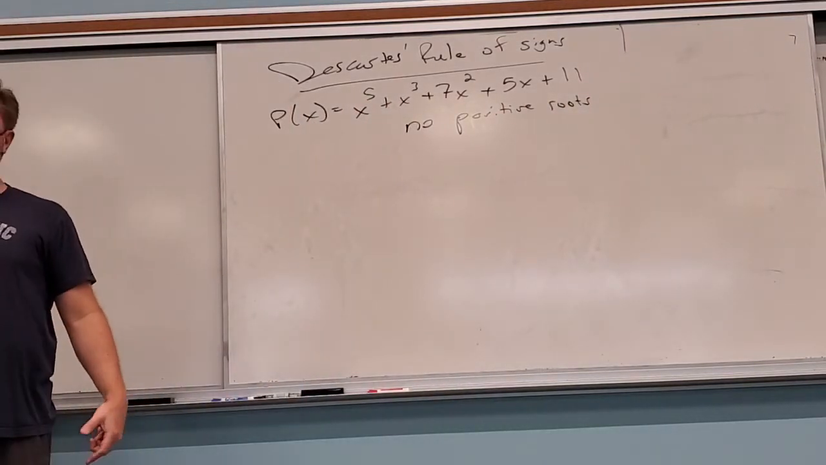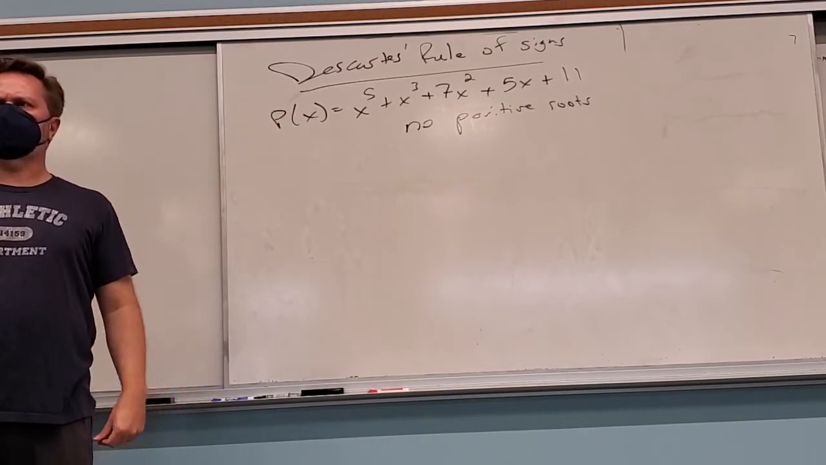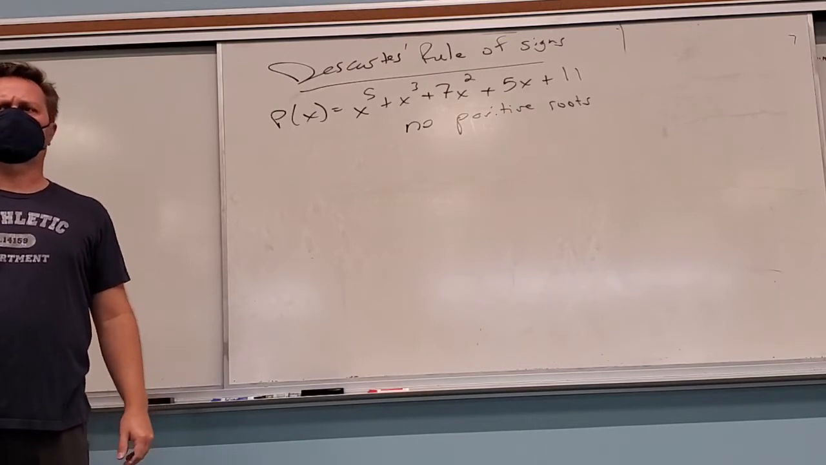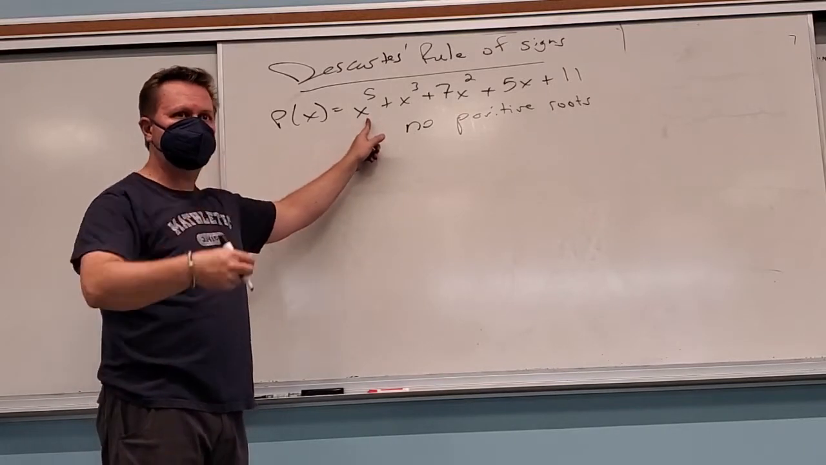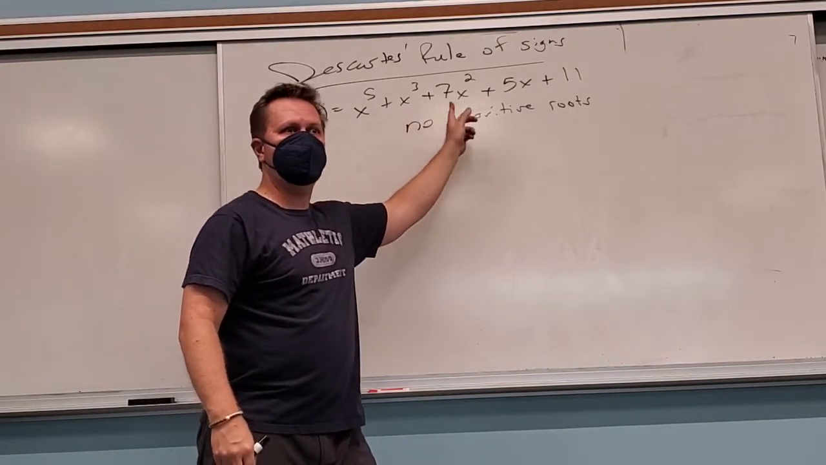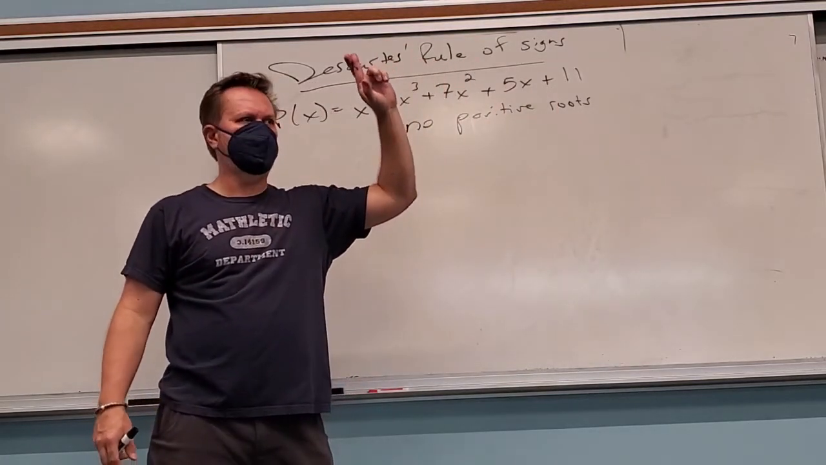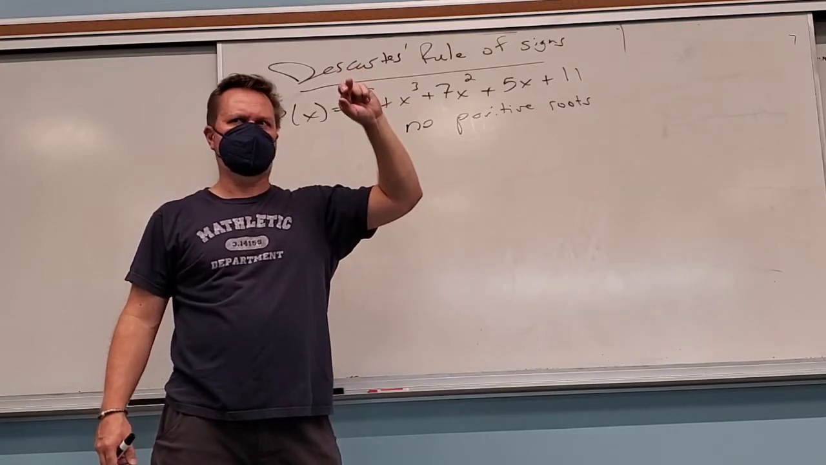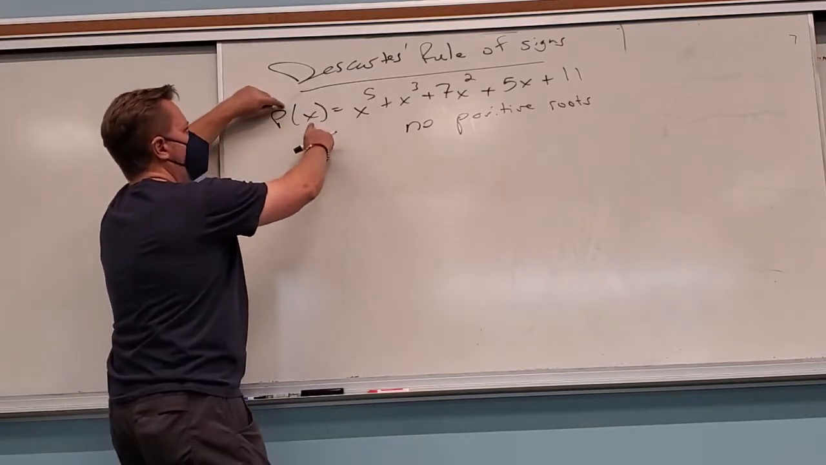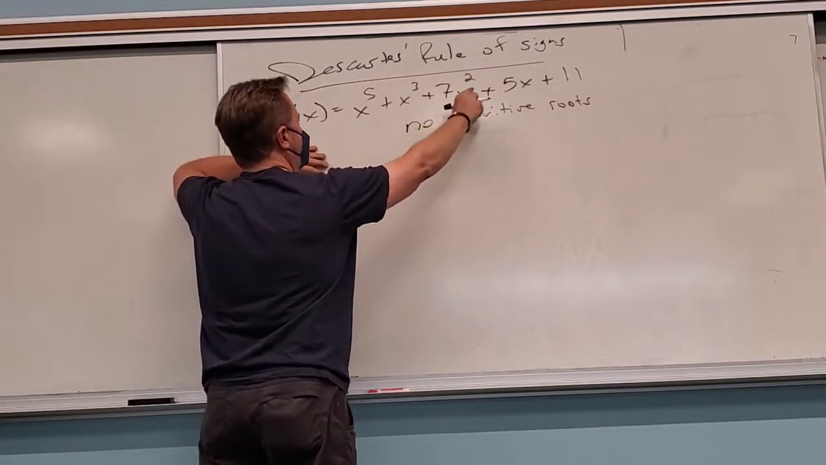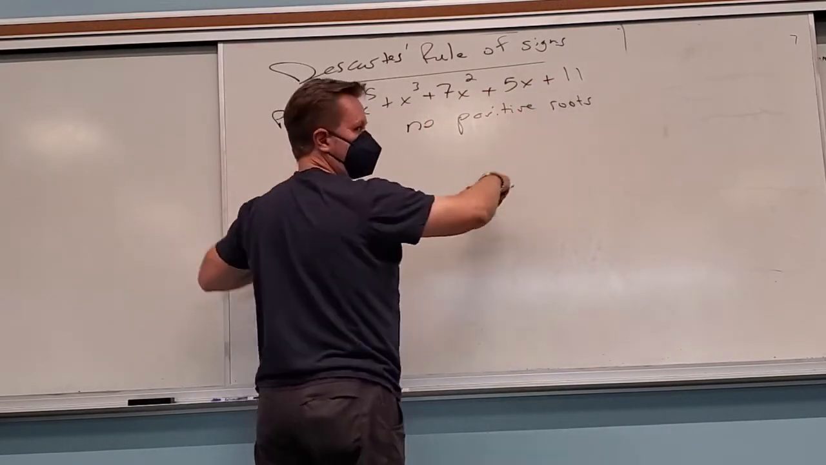Now let's think about why that's true. If I plug a positive number in here, is there any way it could come out to be 0? If you start with a big positive, the only way to make it 0 is if you subtract something, and you're never subtracting anything. So if the polynomial has 0 changes in sign, that means there are no positive roots.